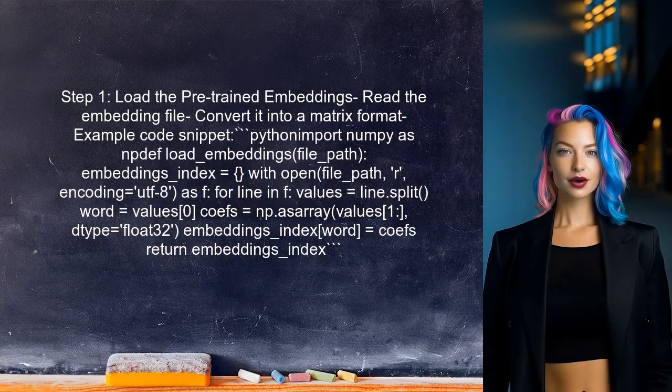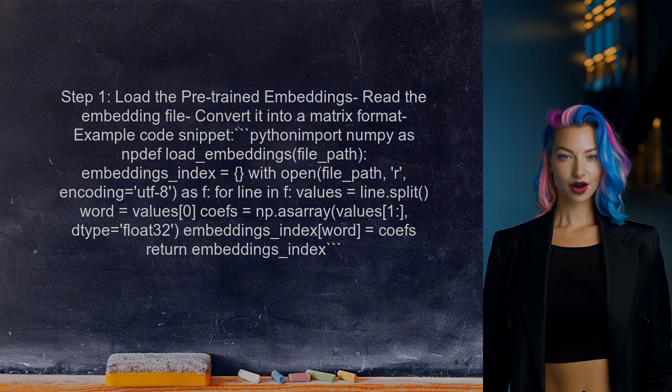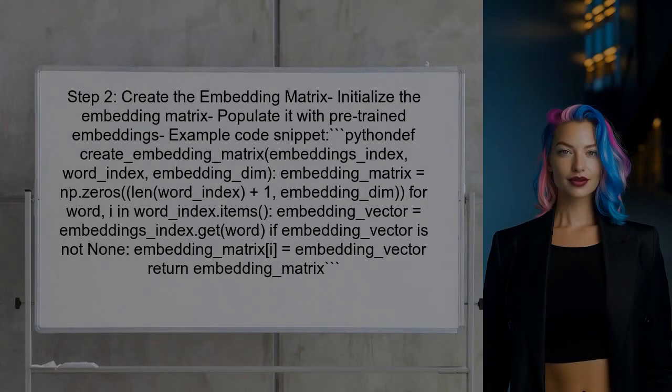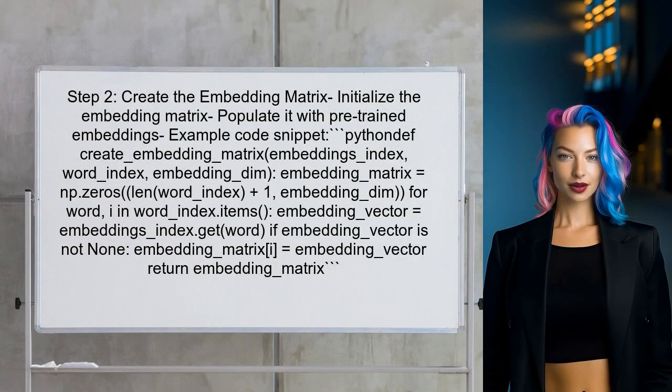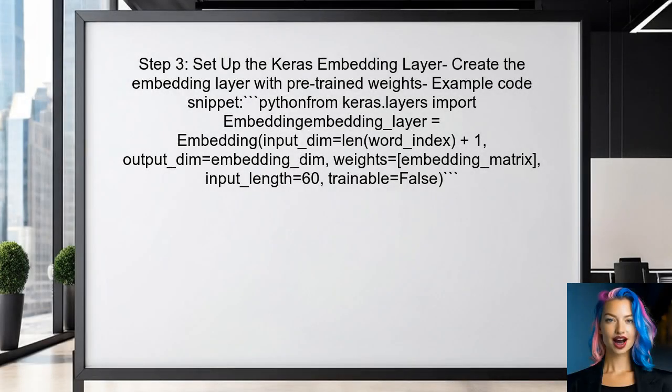To begin using the pre-trained word embeddings in Keras, the user first needs to load the embeddings from the provided files. This can be done by reading the embedding file and converting it into a matrix format. Next, the user should create a matrix that aligns with the vocabulary of their dataset. This involves initializing a matrix where each row corresponds to a word in the vocabulary and populating it with the pre-trained embeddings. After creating the embedding matrix, the user can now set up the Keras embedding layer.